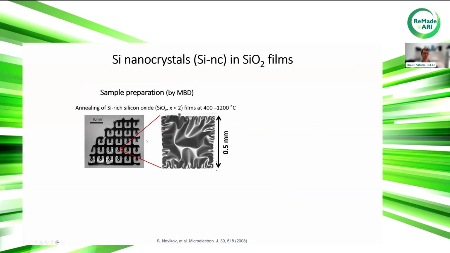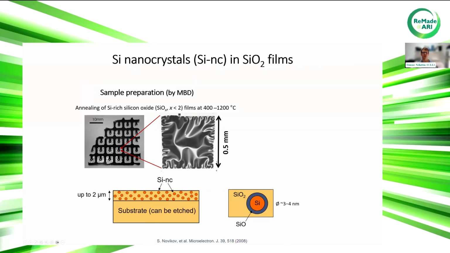at elevated temperatures. Here is a photograph of such a film, which was on a silicon substrate that was etched. So this is a freestanding silicon-rich silicon oxide film. After heating under these conditions for a few hours, the silicon nanocrystals are formed. The typical size of the film was up to 2 microns. This is the substrate, which can be easily etched to get the freestanding films.